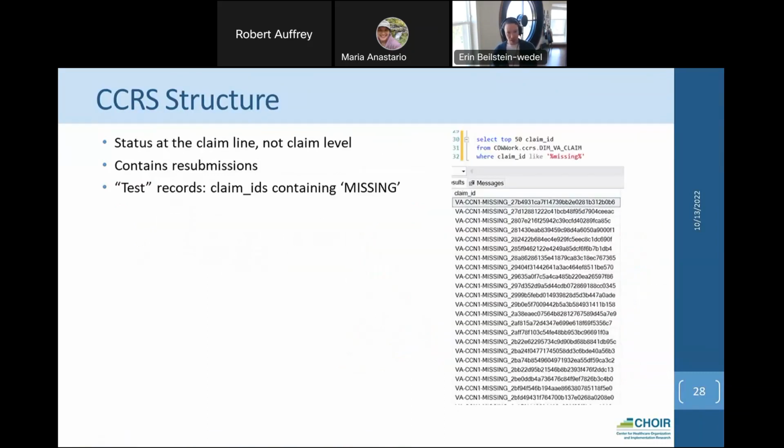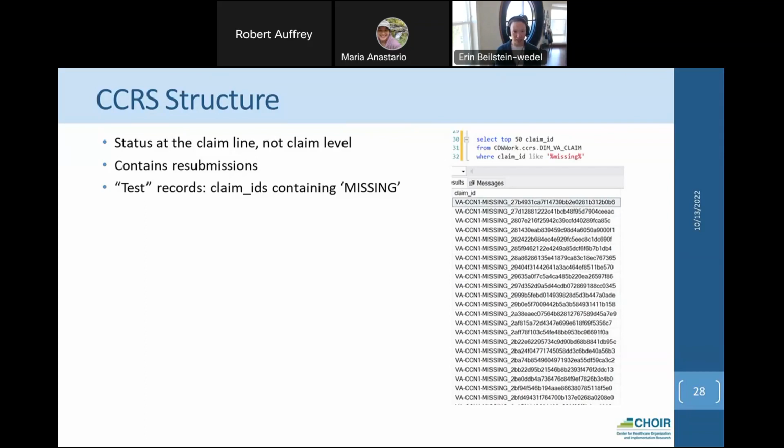In terms of the structure, this is where CCRS does not play nicely with PIT, or one of the ways it doesn't play nicely with PIT. In CCRS, the status is at the claim line level, not at the claim level. So in PIT, the PIT claim table contains that status, and that's usually how you start sorting through your claims. But in CCRS, it's at the line. So for each procedure, was it accepted or paid? It's a different beast to work with.